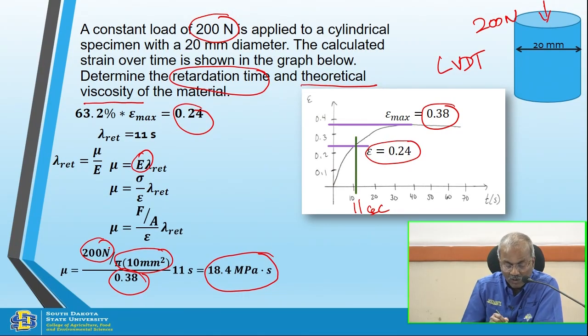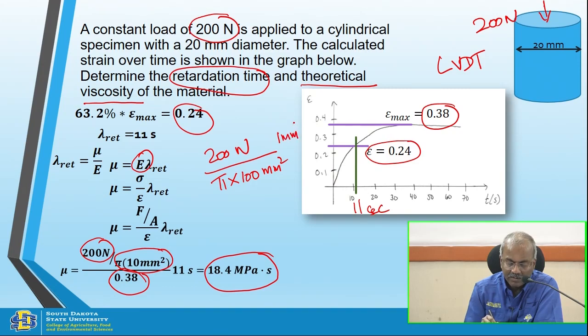So this 200 newtons divided by pi r square. So pi times 100 millimeter square. So 1 millimeter square is 10 power minus 6 meter square. Millimeter square cancels. 200 cancels. And then divided by 0.38.